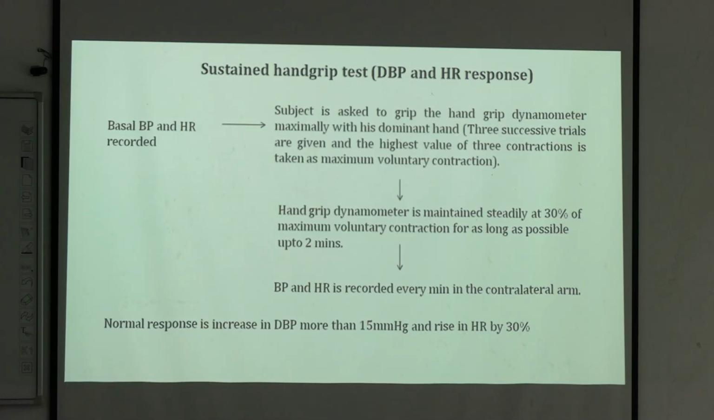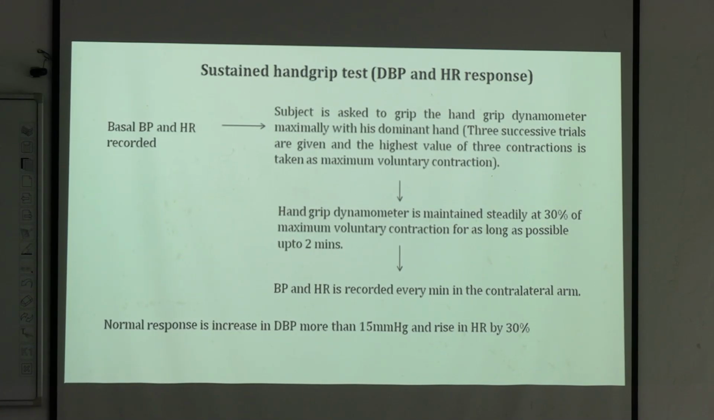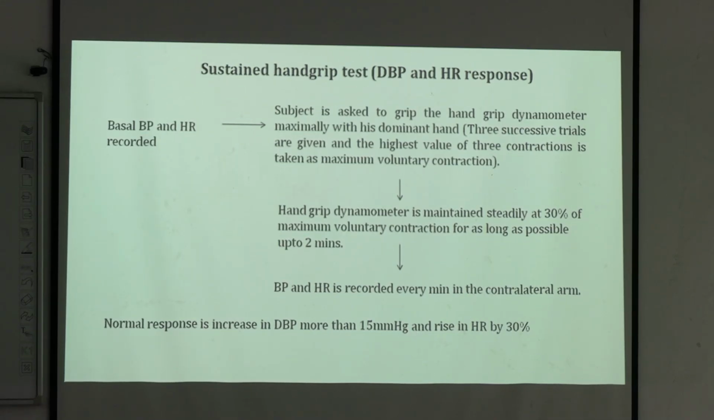The maximum tension is called Tmax. Tmax is recorded. Now, the hand grip dynamometer is maintained steadily at 30% of the Tmax, and the voluntary contraction is recorded for a maximum period of 2 minutes.